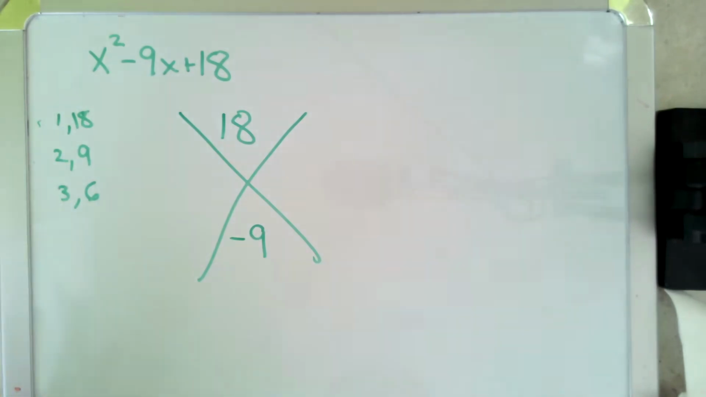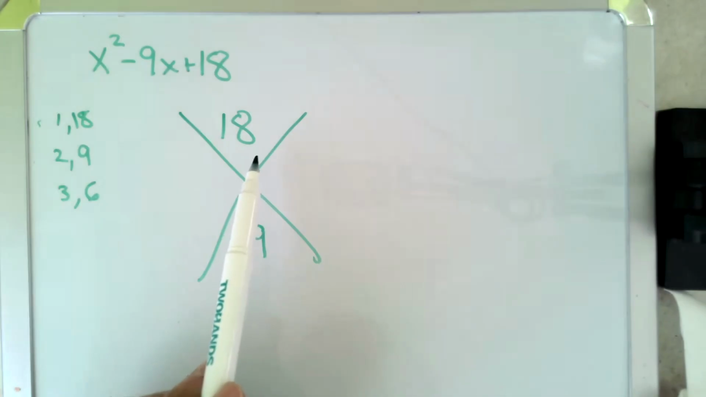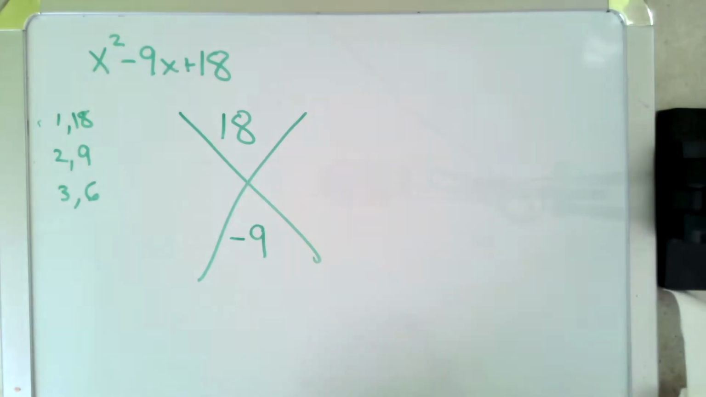Okay, now let's talk about positive and negative. This multiplies to a positive number, so either they're both positive or they're both negative, but it adds to a negative number, so they're both negative. Once I do that, it's pretty obvious. Negative 3 plus negative 6 gets me the negative 9 I'm looking for. Those go in there, and now I can figure out my factors.